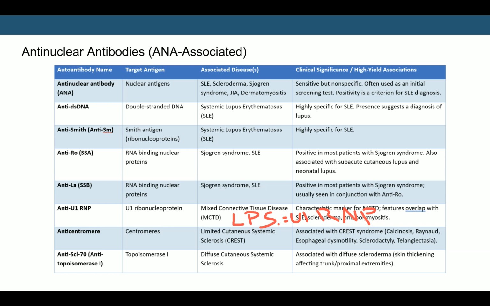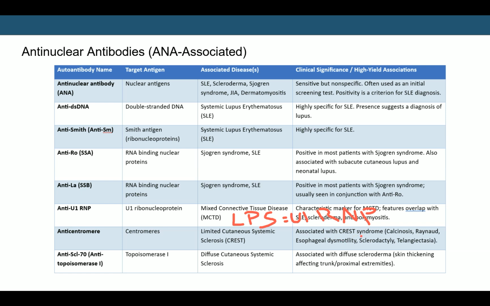So if you see a disease where they mention features of lupus and polymyositis and scleroderma, then that means you have mixed connective tissue disease. And if they say it's anti-U1 RNP positive, then that means you have mixed connective tissue disease. The anti-centromere antibody is associated with CREST syndrome.